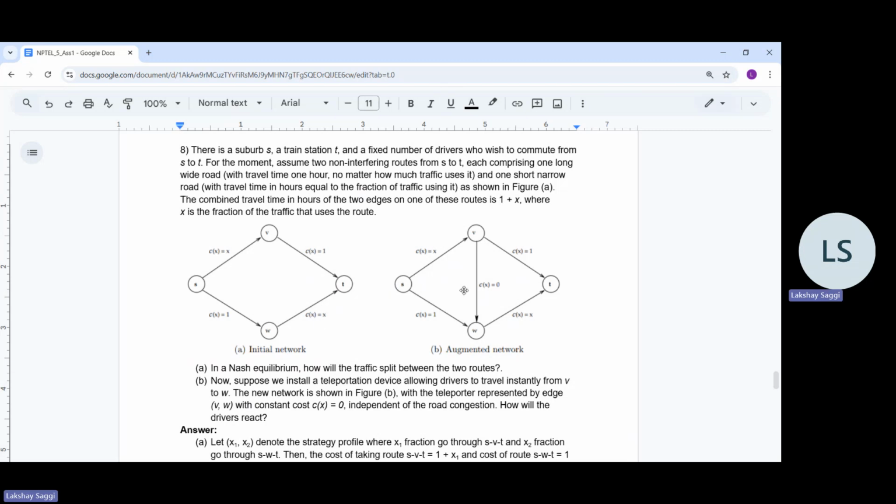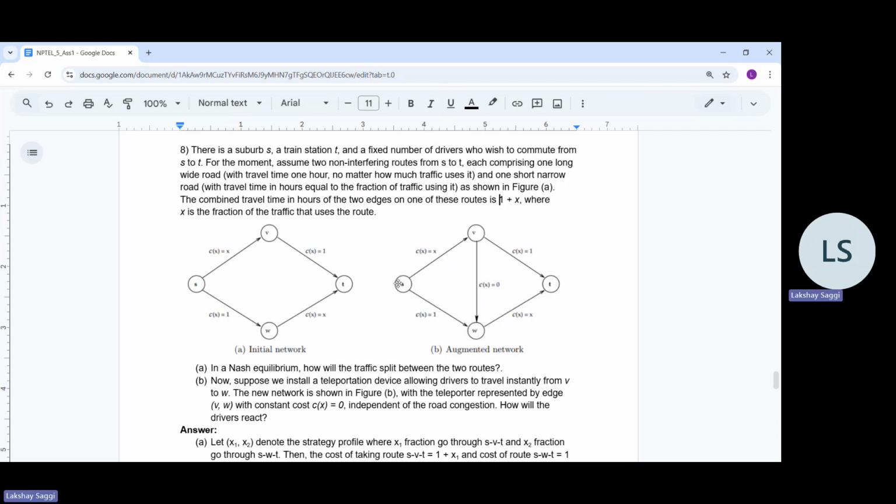Let's see what happens if we remove some weakly dominated strategy and try to arrive at a Nash equilibrium. If some people go from S to W, then W to T, they'll have a cost to pay of something like 1 plus x2, if only x2 people are going here.